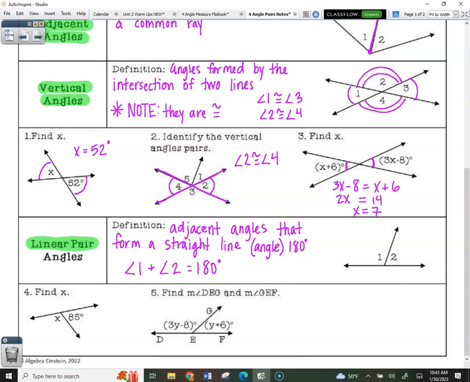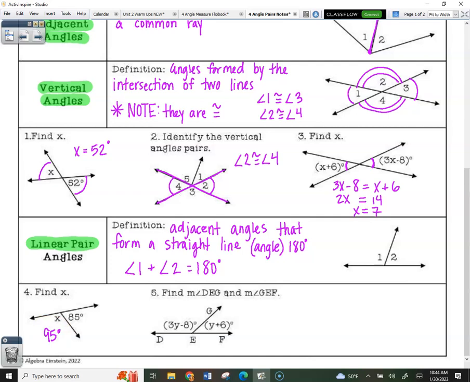2 practice problems. Let's try them. The first one should be a piece of cake because there's no polynomial expression. You do have a straight line. This angle here is 85. So angle x would have to be 180 minus 85, which is 95.